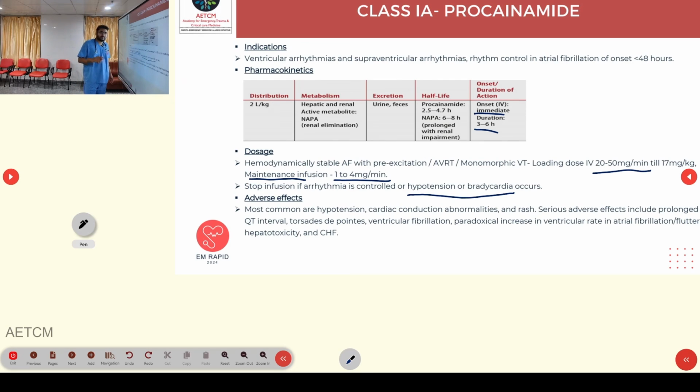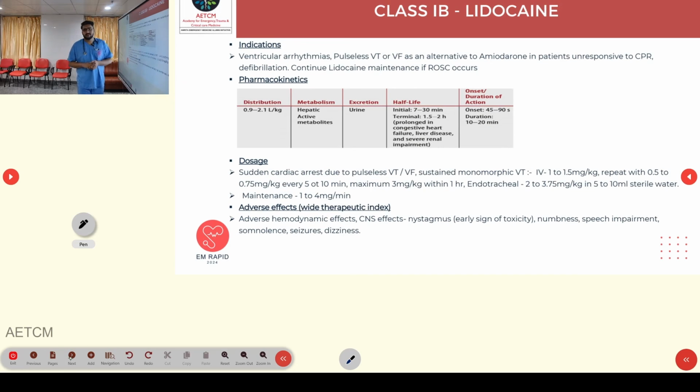It can also cause hepatotoxicity and congestive heart failure, which is also a common adverse effect in most of these agents. The lidocaine agent is mainly used in ventricular arrhythmias, pulseless VT or VF, and as an alternative to amiodarone, as we have seen in the AHA guidelines. It's either amiodarone or lidocaine, which are used for patients refractory to CPR and defibrillation, and the pulseless VT or VF continues to go on.